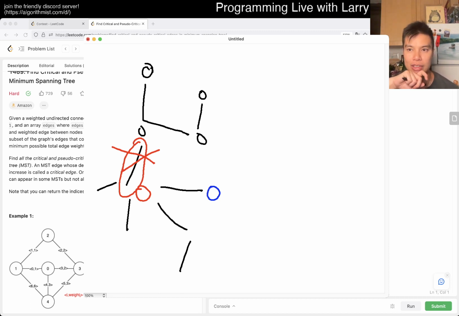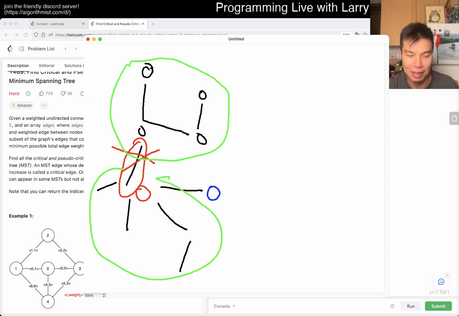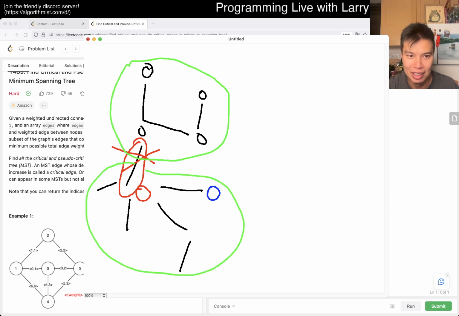So that means that now the only way that this is a critical edge is if there does not exist an edge that connects the two components, because you have this component now, and then you have this component now. And now you have to try to find another edge that is the same weight. If it's the same weight, then it is not critical.